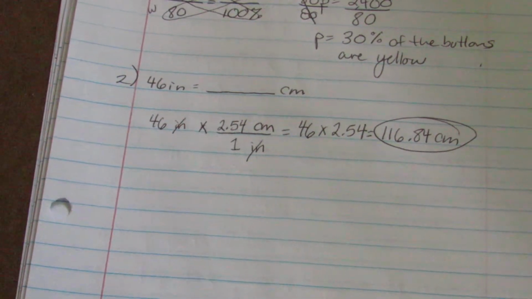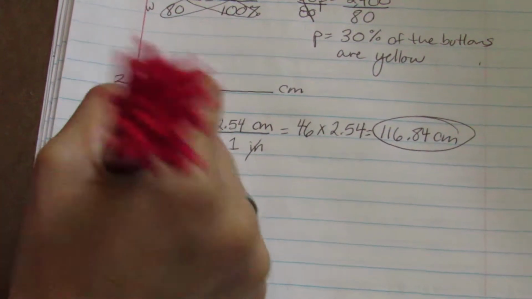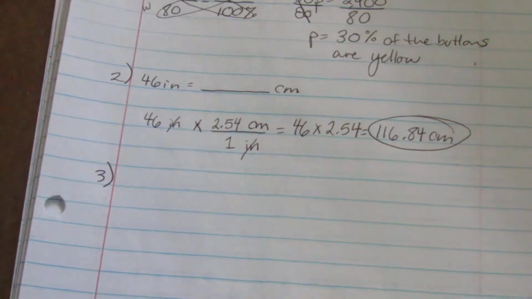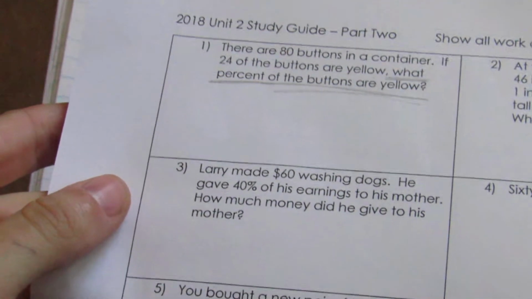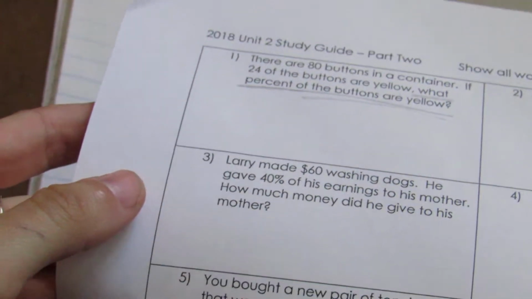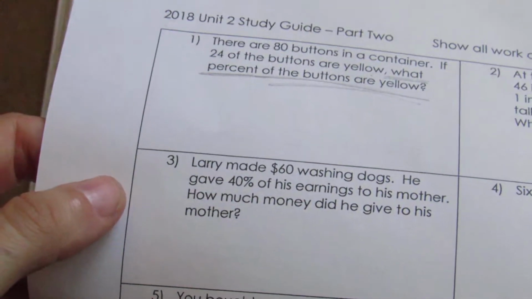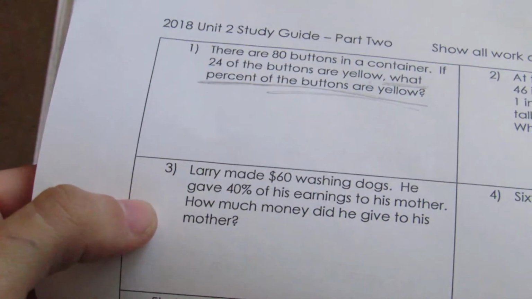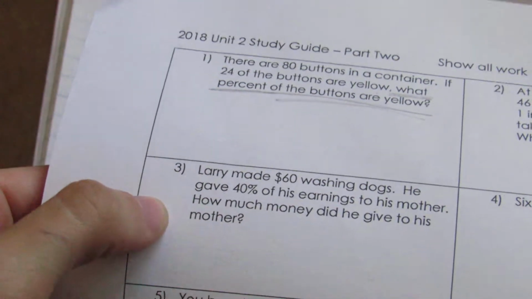Alright, so let's move on to number 3. Number 3 reads, Larry made $60 washing dogs. He gave 40% of his earnings to his mother. Aw, Larry, you're so sweet. How much money did he give to his mom?